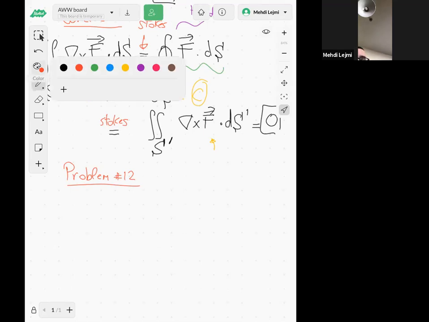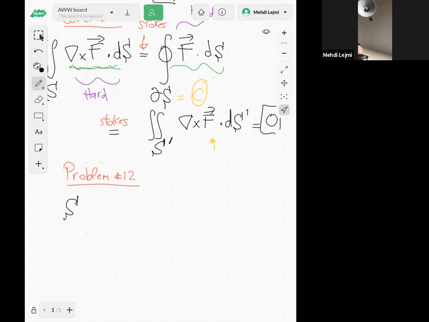Okay, so verify Stokes' theorem for the surface S. First, I would say the first step is to parameterize your surface. Once you parameterize your surface, you can compute your normal vector. You compute the curl of F, and then I guess you're good to go. Okay, so S is x squared plus y squared plus 5z equals 1, with z positive.